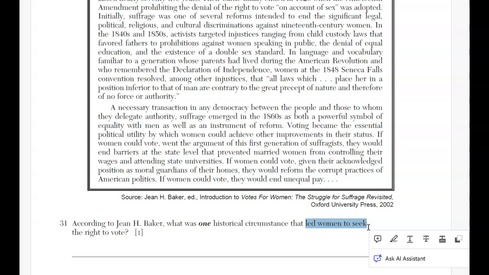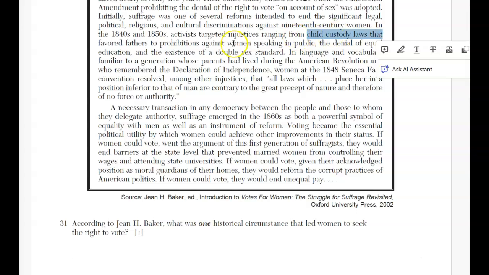What drove women to seek the right to vote? Well, you can say child custody laws were considered unfair, or women were not allowed to attend college, or married women were prevented from controlling their wages, their income. Any of those would be a correct answer here, and that's all you have to do to get the point.